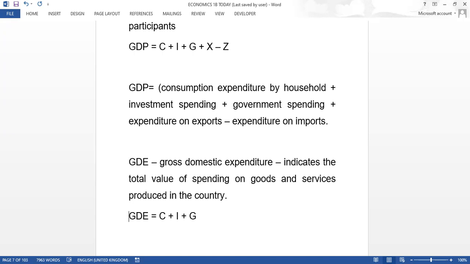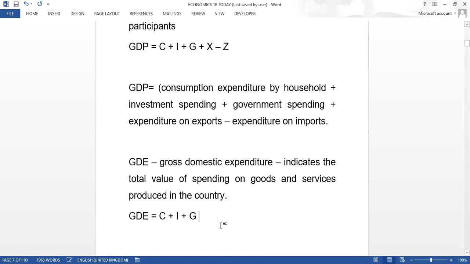So in terms of us analyzing gross domestic expenditure, we simply add the three local participants within an economy, which are your households spending, your investment spending, and your government spending. So that's why you see that gross domestic expenditure only includes three elements, which is consumption expenditure, investment expenditure, and government expenditure.